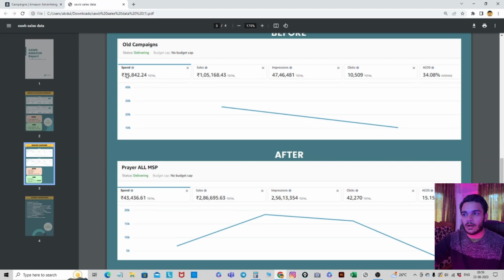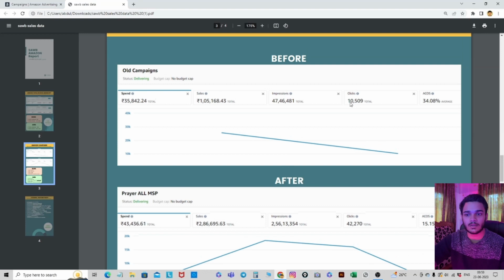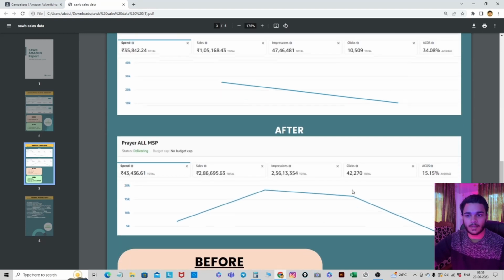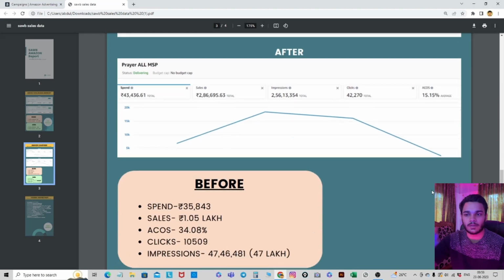So we can see that before they joined with me, they had spent 35,000, and after joining with me, within 3 months I have spent only 43,000. But they had got only 1 lakh sales, and here I have got 2.86 lakh. It's around 3 times, I have doubled that. The impressions you can see 47,000 became 2,56,000, and the clicks increased 4 times, 10,000 became 42,000. And the ACOS 34, I have reduced that to 15%. So this is the successful campaign which I'm talking about.